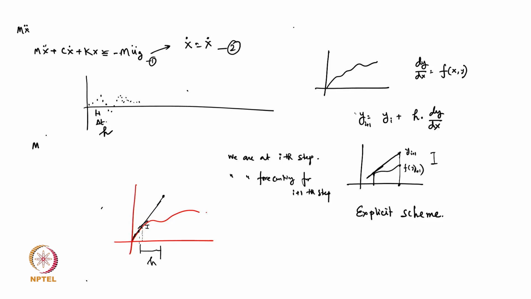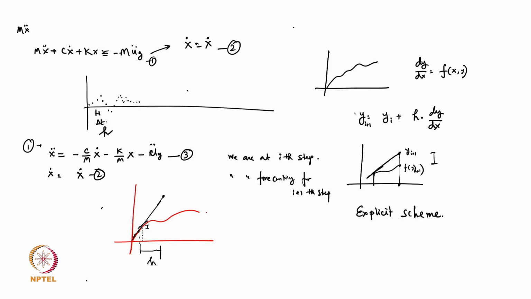If I start from the first equation, I get x double dot equal to minus c by m x dot minus k by m x minus ug double dot. I just divided by m and took x double dot to one side. That becomes my equation number 3, and I have my equation number 2, x dot equal to x dot.